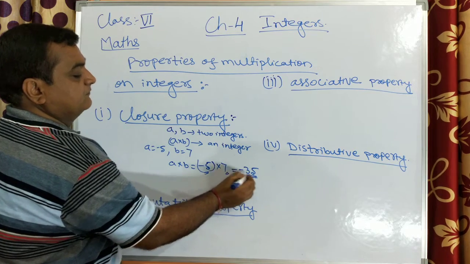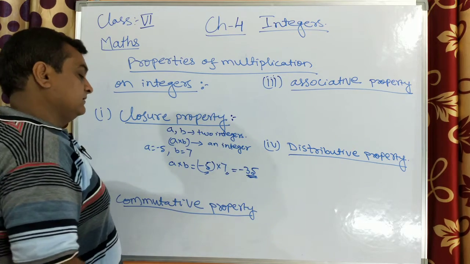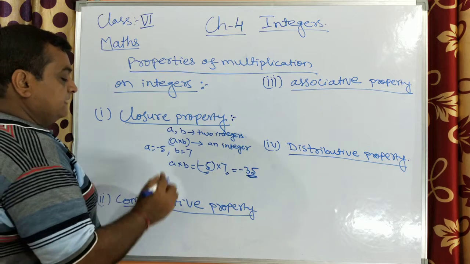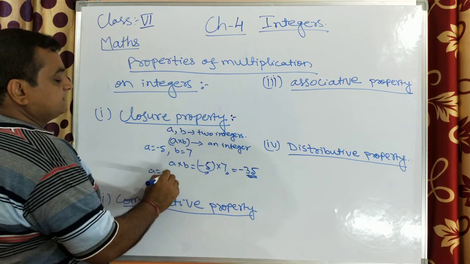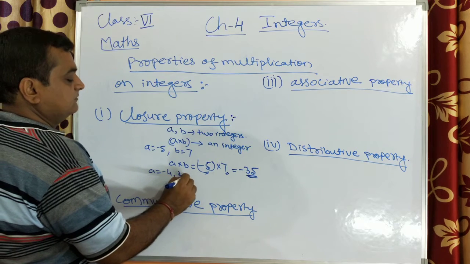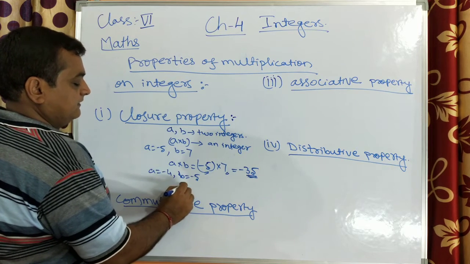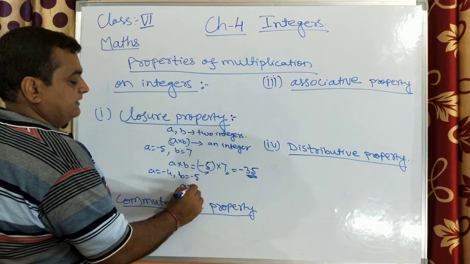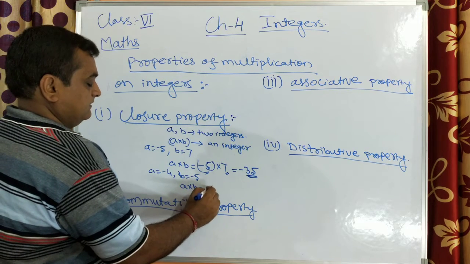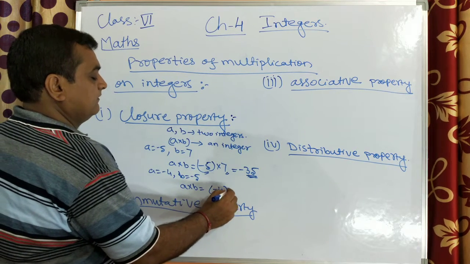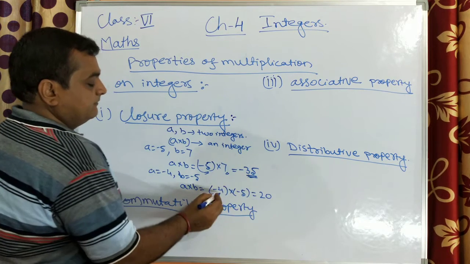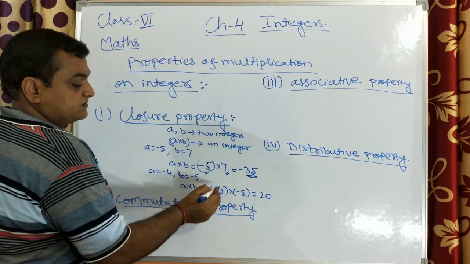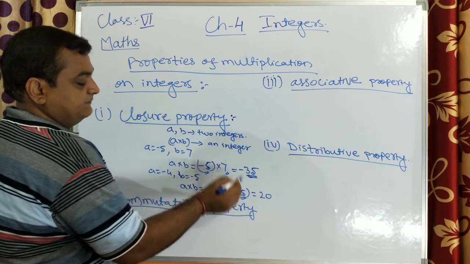Let us take another example. a equals -4, b equals -5. We want to multiply a into b. So -4 into -5 equals 20. This -4 is an integer, -5 is an integer, and their product 20 is also an integer.